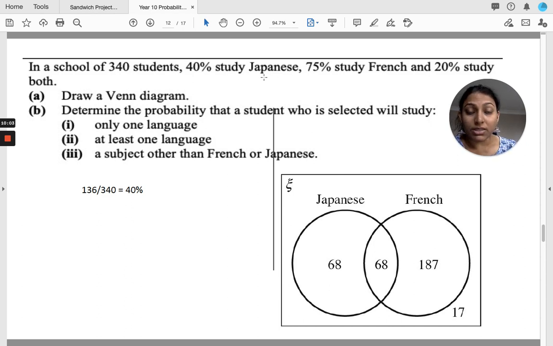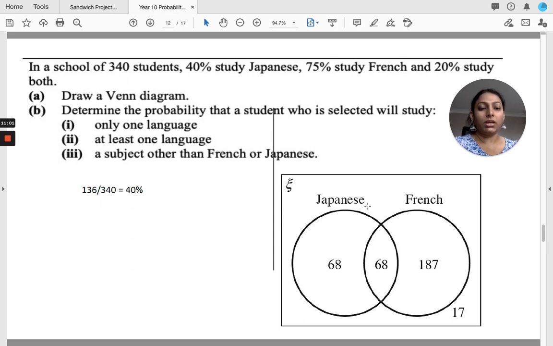Now 40% study Japanese. Now remember, I said Japanese is these two numbers put together should come out to be 40%. So what is 40% of 340? That would be 136 students. Now what is 75% of 340? That would be 255 students. So when you combine these two, it should come out as 255. Now what is 20%? So 0.20 times 340, that would be 68.